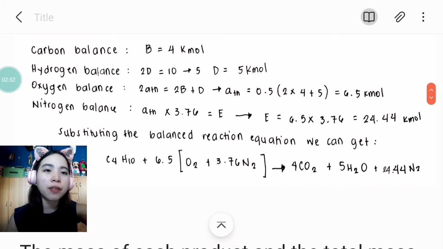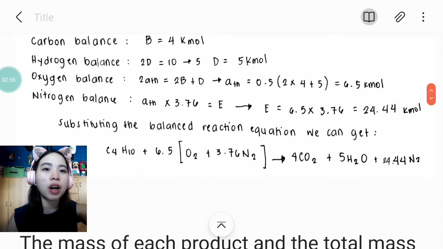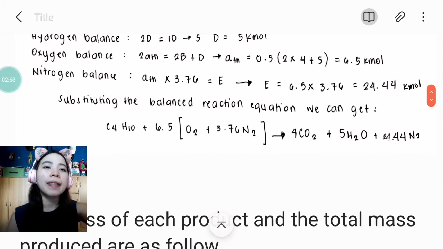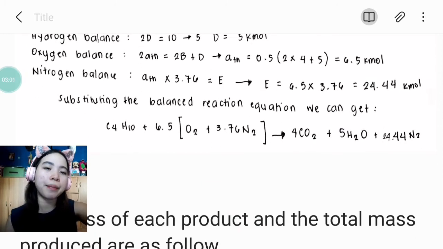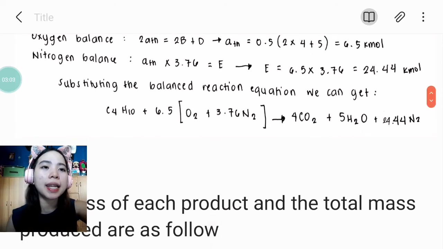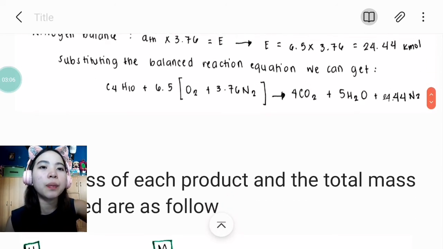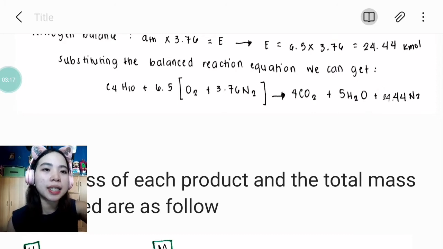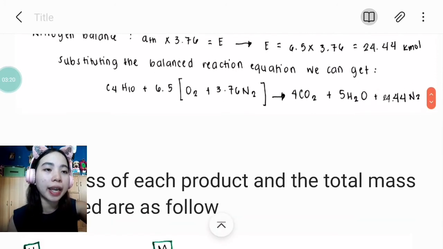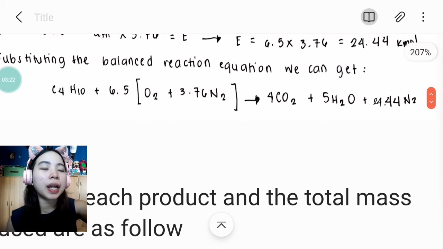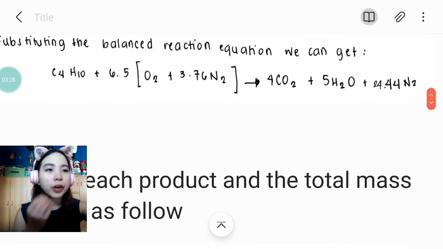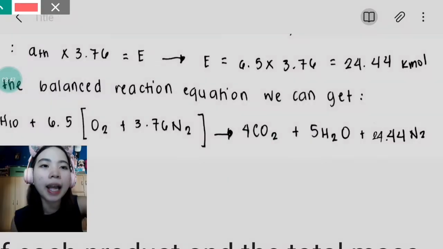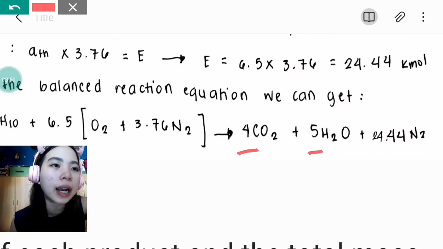So the carbon is 4 kmol, hydrogen is 5 kmol, oxygen is 6.5 kmol, nitrogen is 24.44 kmol. Substituting into this balanced equation, we get butane plus 6.5, which is our stoichiometric air coefficient, multiplied by O2 plus 3.76 of nitrogen, which yields 4 carbon dioxide plus 5 water plus 24.44 nitrogen. These are our B, our D, and our E.